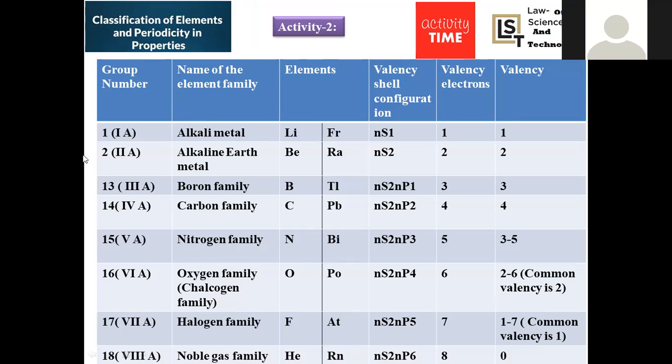That is activity number 2, where group numbers are provided within the problem. Only group numbers are given: 1, 2, 13, 14, 15, 16, 17, 18. These are the group numbers which are already given, and the name of the elemental family is also provided. Alkali metal: the first group is always denoted as the alkali metal family. The second group is called the alkaline earth family. The 13th group is called the boron family, the 14th group the carbon family, the 15th group the nitrogen family, the 16th the oxygen family, the 17th the halogen family, and eventually the 18th group is called the noble gas family.